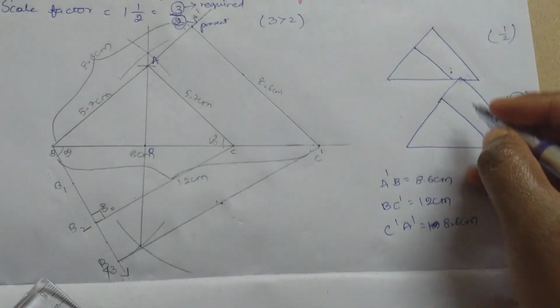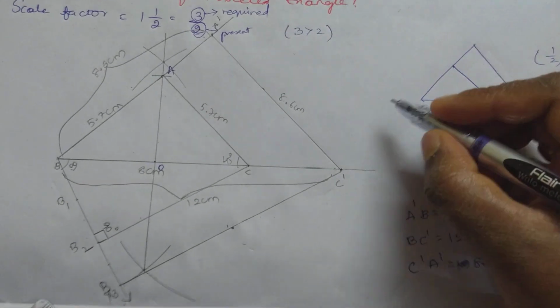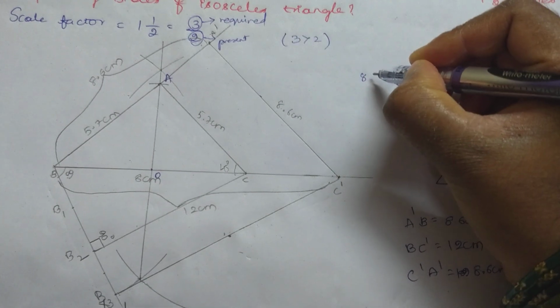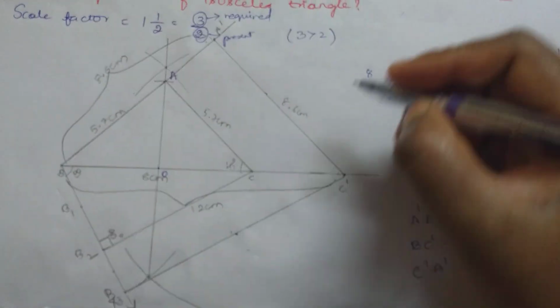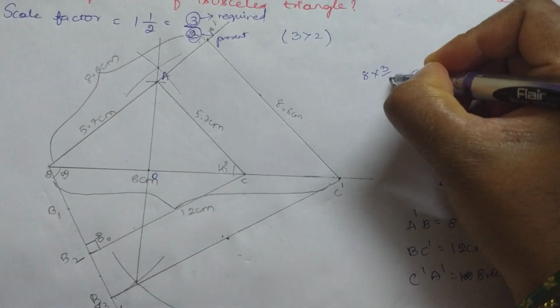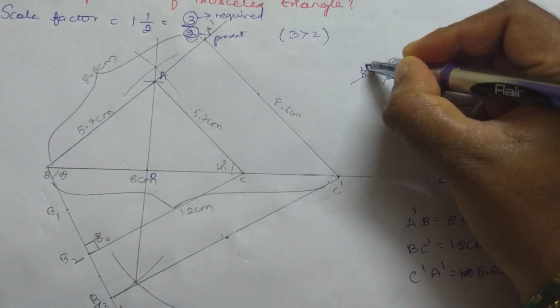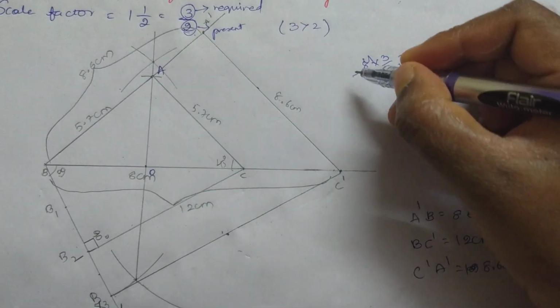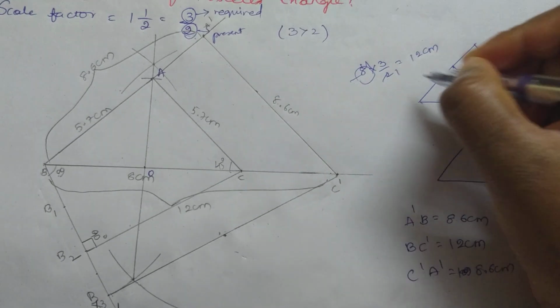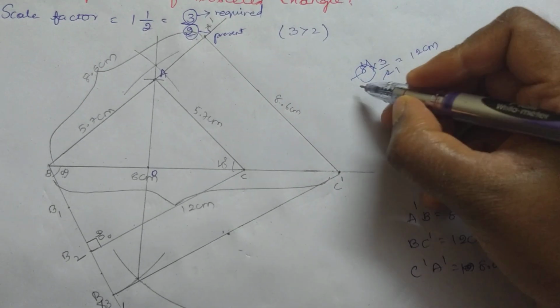Now let's cross check whether it is correct or not. See, I will show you. This is 8, right? 8 into 3 by 2. So 2 ones are 2, 2 fours are 8. So it should be 12 centimeters. For 8, it should be 12. I mean the extended base measurement is 12.